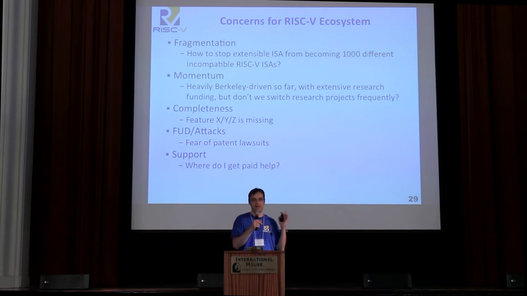Fragmentation. How do you stop an extensible ISA becoming 1,000 different incompatible RISC-V ISAs? There's an issue with momentum. So, heavily Berkeley driven so far. What happens when we get bored and do another research project? We actually design in a kill switch to all of our projects. So we do switch over regularly.